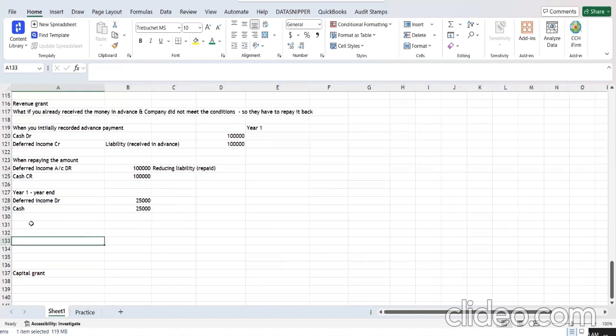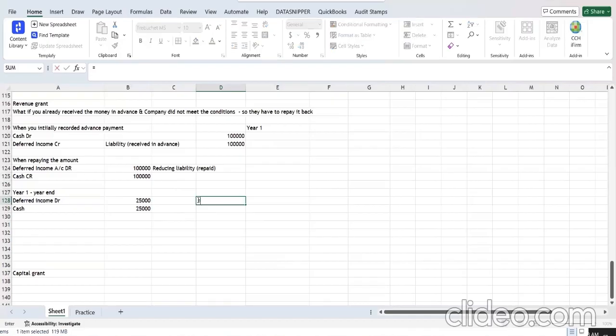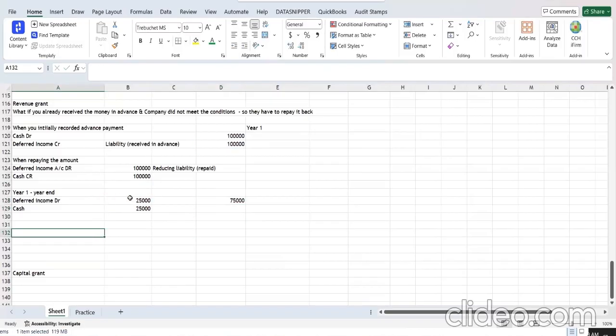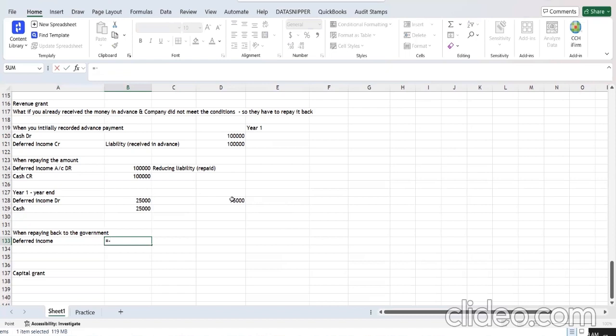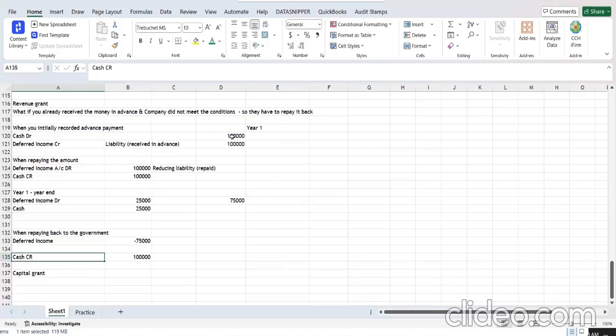So if government is saying it wants it back, then how are you going to record it? When at year end you recorded deferred income for 25,000, the balance would be 1 lakh minus 25,000, 75,000 would be your balance. So when repaying back to the government, you would debit your deferred income for the amount of balance you have, right? And you will credit your cash for how much? For 1 lakh because government is saying I want full 1 lakh back.